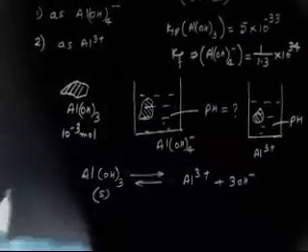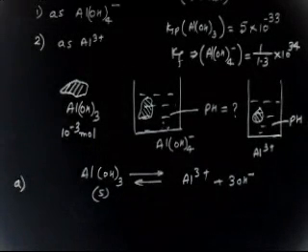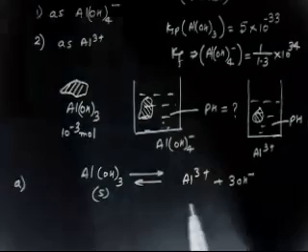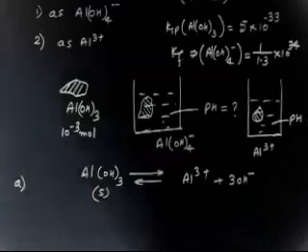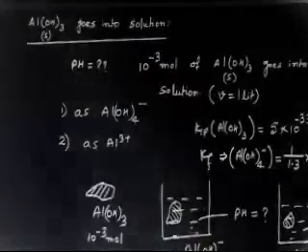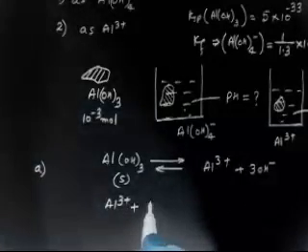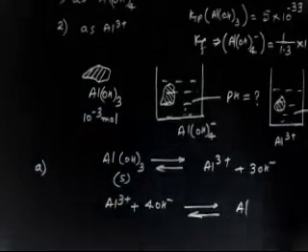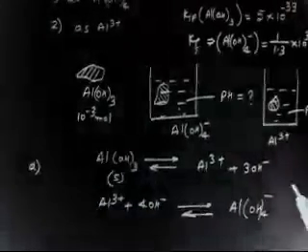Now let us discuss part A, if you want to dissolve into the form of Al(OH)4 minus. What will happen? Al(OH)3 is initially 10 to the power minus 3 mole, and here you will have Al3 plus that will come out to be 10 to the power minus 3 mole, and I want to form Al(OH)4 minus. So this Al3 plus can further react with 4OH minus and form Al(OH)4 minus. Are you getting it? And the equilibrium constant for this is given.